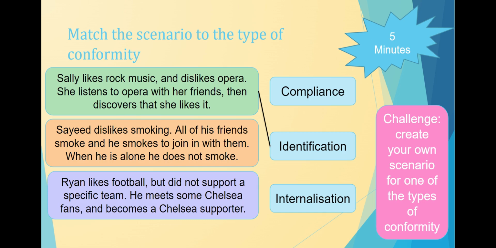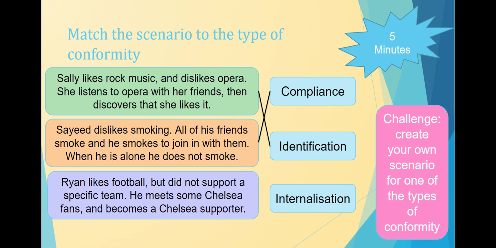Saeed dislikes smoking. All of his friends smoke, and he smokes to join in with them. When he is alone, he does not smoke. This is an example of compliance, okay, because we have a public behaviour or a public belief that's not carried over into private.